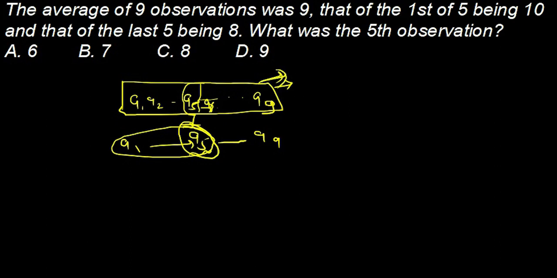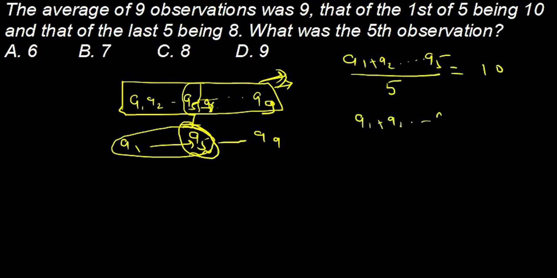फर्स्ट वी आर हैविंग एवरेज ऑफ फर्स्ट 5 नंबर्स. तो व्हाट इज द एवरेज ऑफ 5 नंबर? A1 to A5 sum of these numbers divided by 5 and that is given to you as 10. तो sum of A1 to A5 is what? 50.